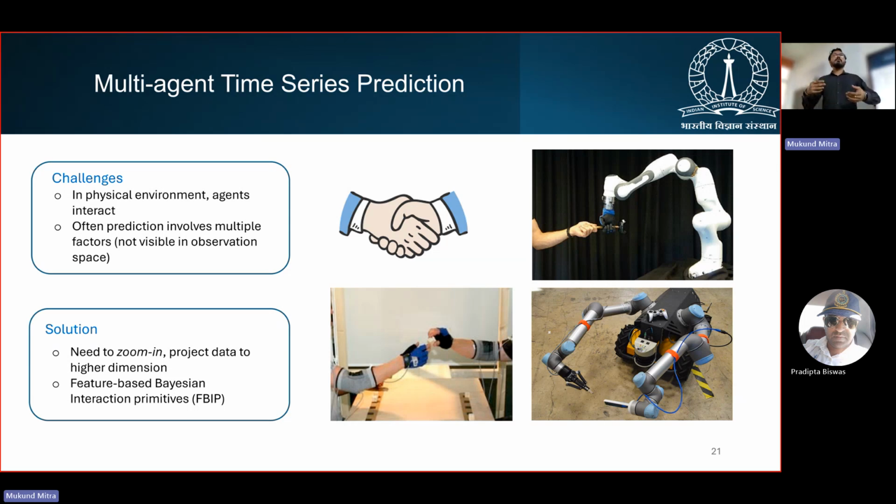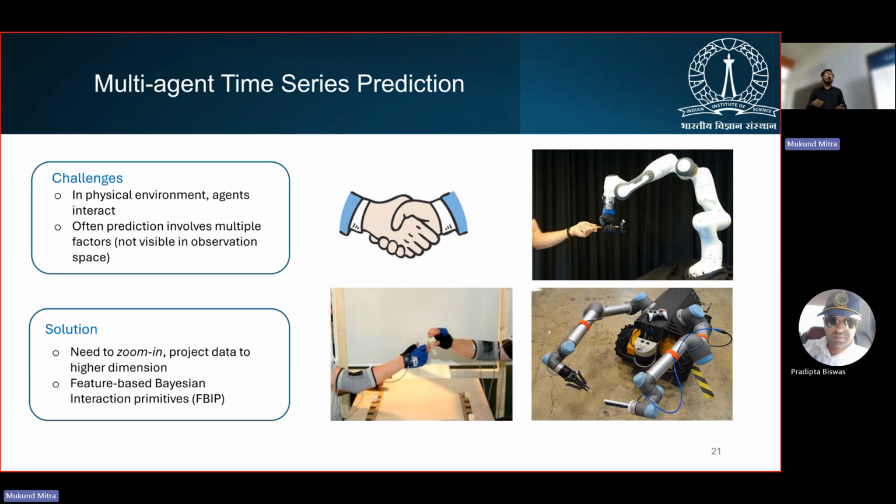So instead of using only the user to predict the intent, we can use the complete interaction between the robot and the user to predict. So often, in other scenarios as well, predictions involve multiple factors which are not directly visible in the observation space. Like a particular degree of freedom might be affected by other variables or other degrees of freedom as well, which are not directly visible.